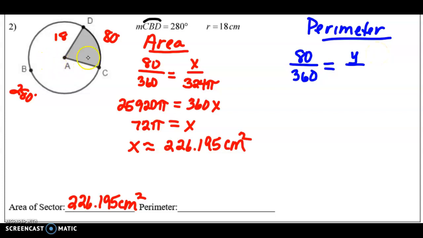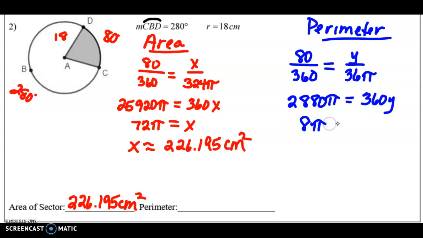And if we know that we have 18 for a radius, the circumference is 2 pi r, which would be 36 pi. Then we're going to solve the proportion by multiplying diagonally, and then dividing by 360. And so the arc length is 8 pi. That's this right here. And so if we want the perimeter of that sector, we want a radius plus the other radius, and then that arc length.